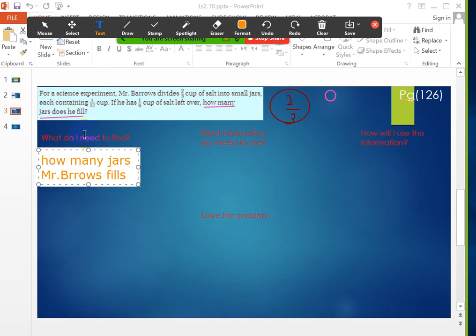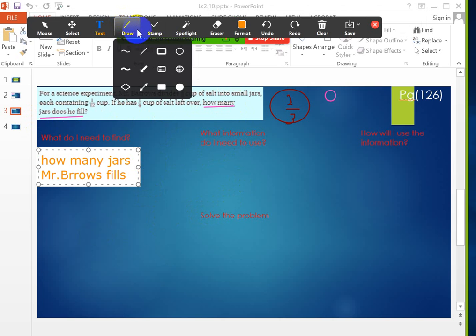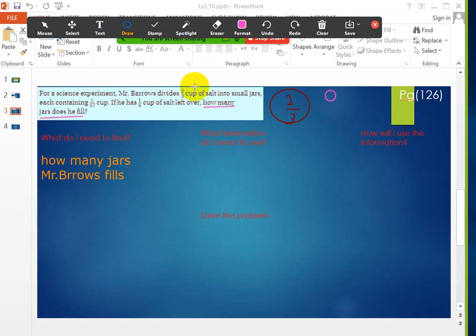So, girls, what I need to find, you have to look for the question in the problem. This is what I need to find. How many jars does he fill? What information do I need to use? The information, as I said, is about the numbers in your problem.